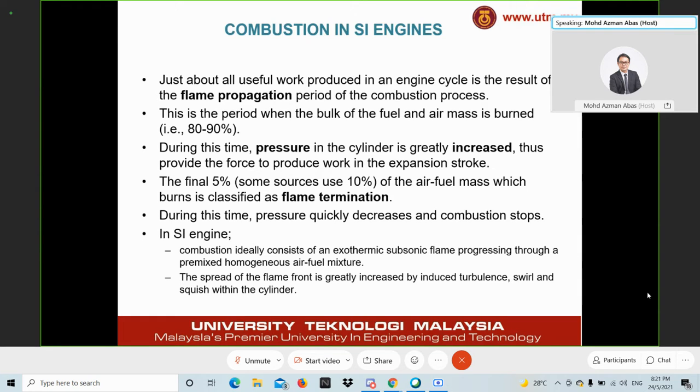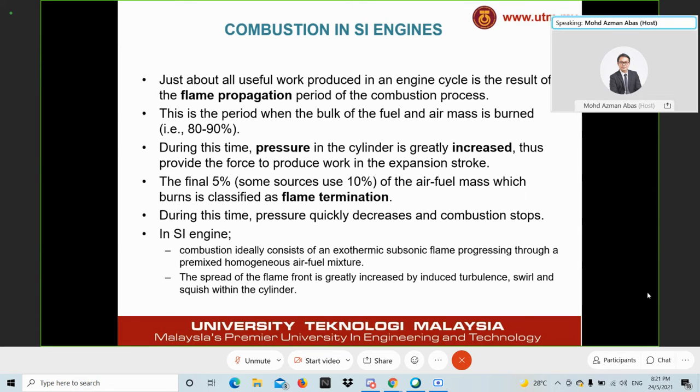So in an SI engine, combustion ideally consists of exothermic subsonic flame progression through a premixed homogeneous air fuel mixture. So this is how the combustion ideally should behave.